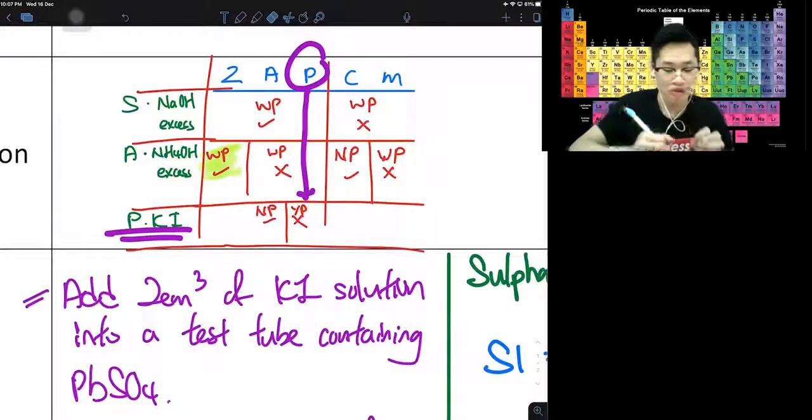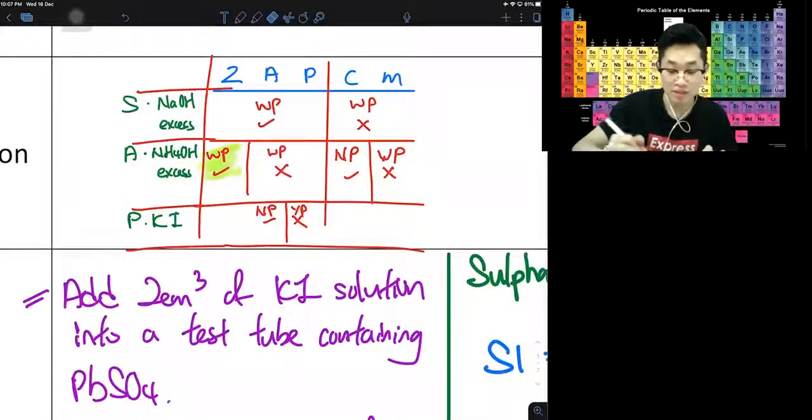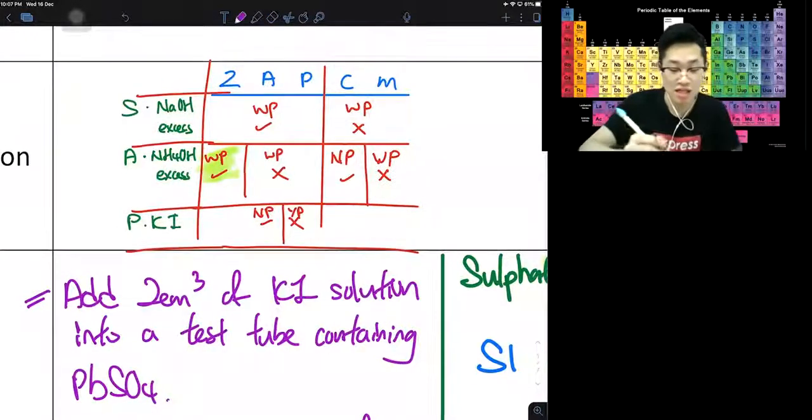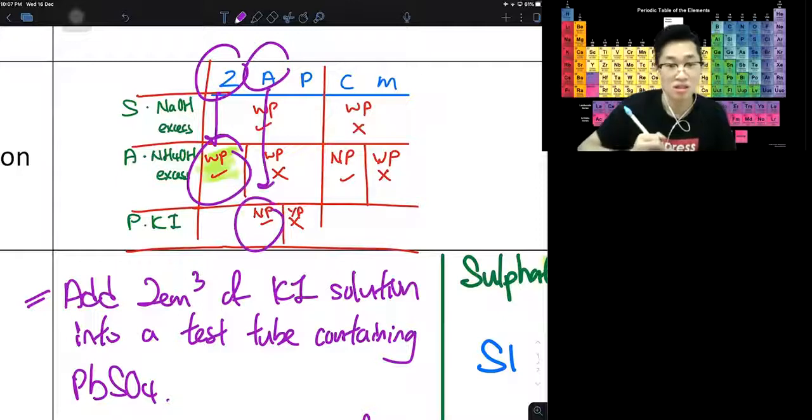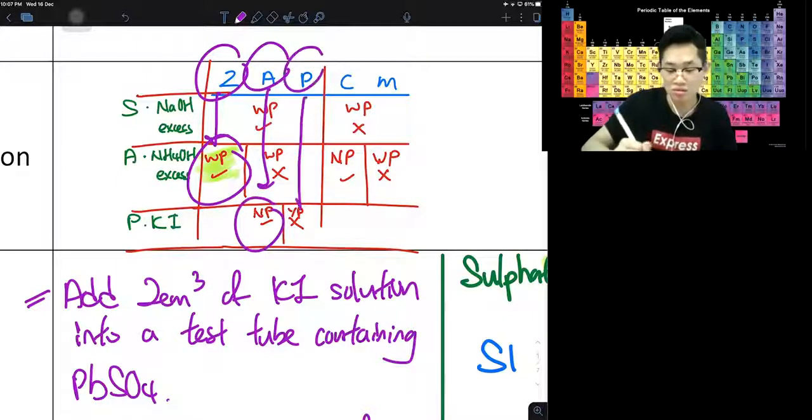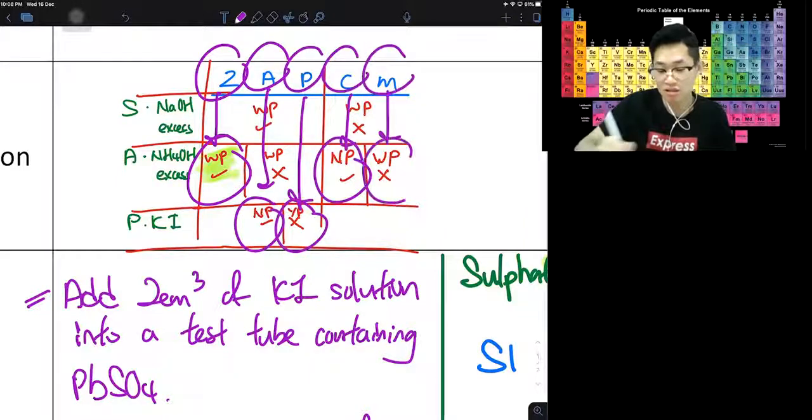How to know which level to go? Very easy, you see. You just go down to the lowest. Zinc, the lowest it can go is until here. Al, lowest it can go here. Pb, lowest can go here. Calcium here. Magnesium here.